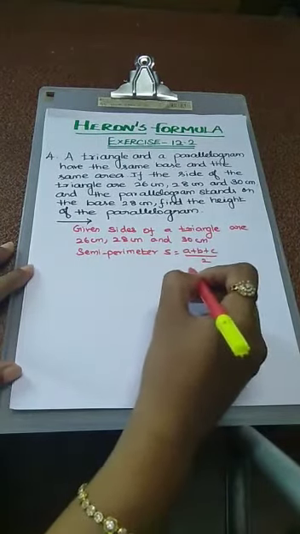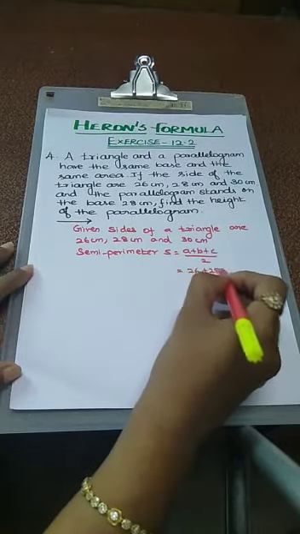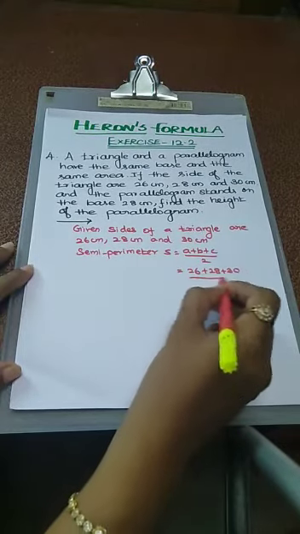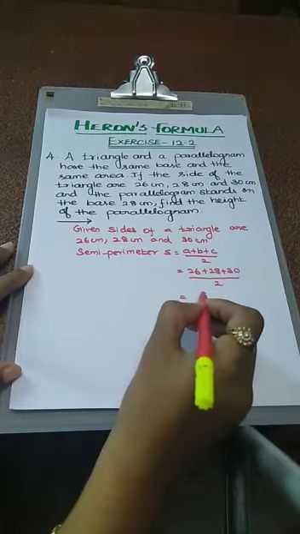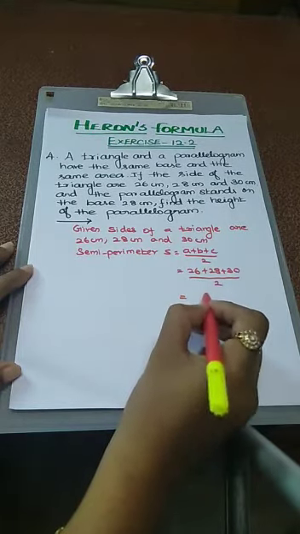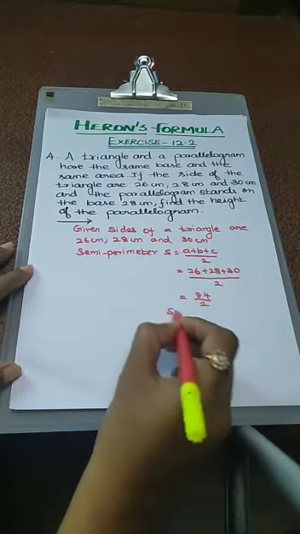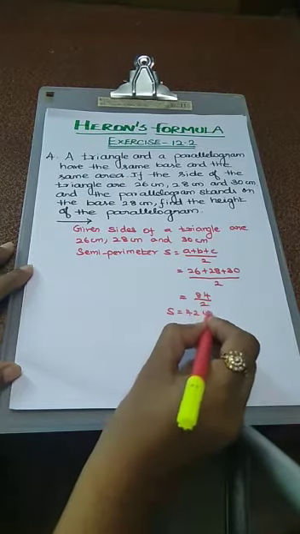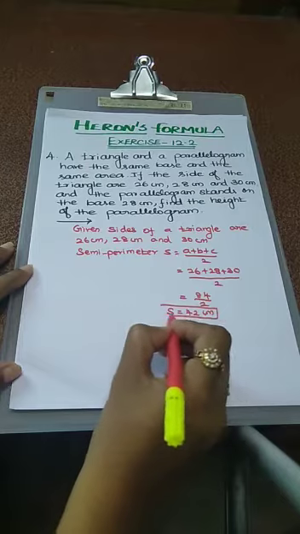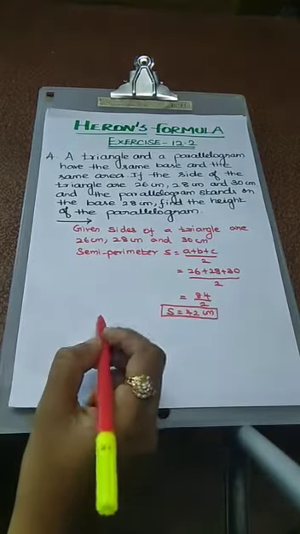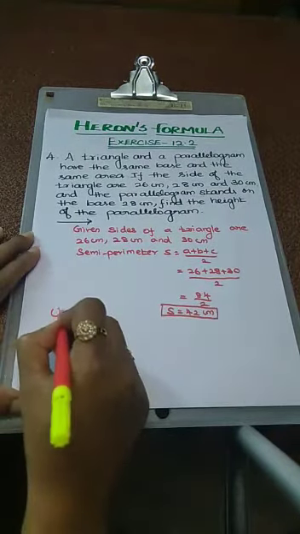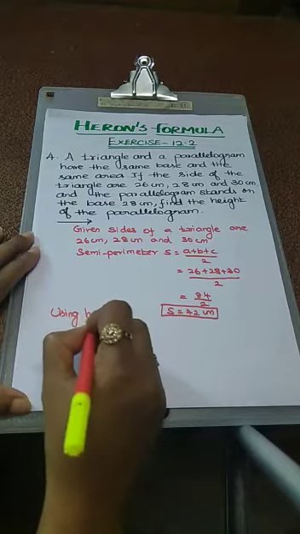So what is our A value? 26 plus 28 plus 30 divided by 2. Add the values. What is the answer actually? 84 divided by 2. So S is equal to 42 centimeter. So we calculated the S value. Then we have to calculate the area of a triangle using Heron's formula.